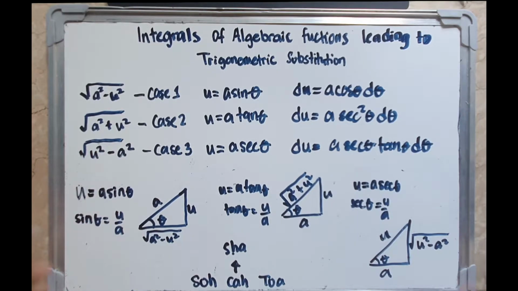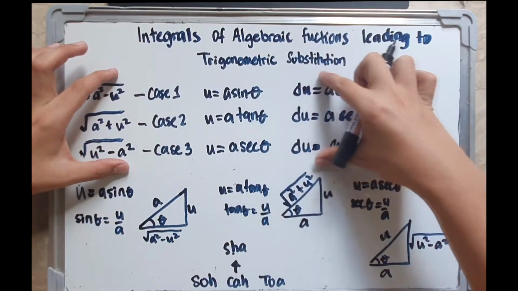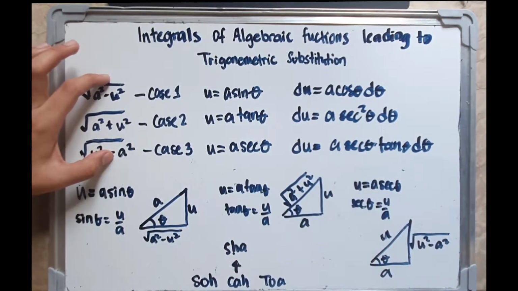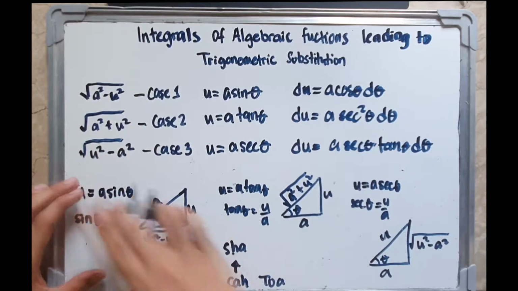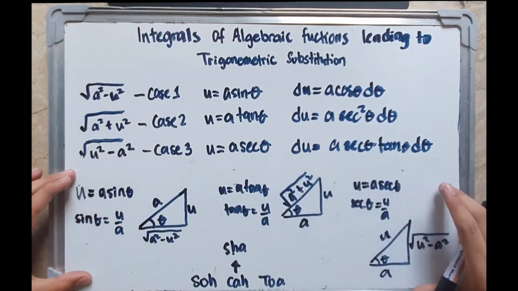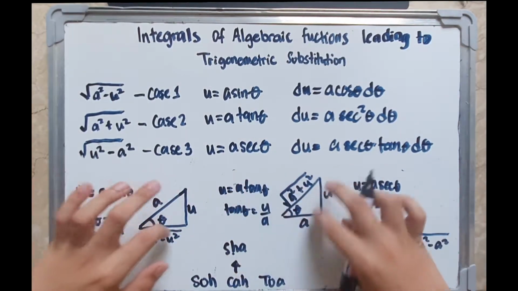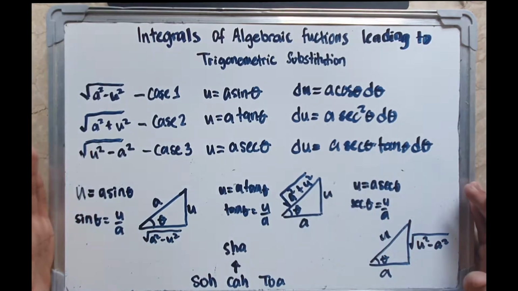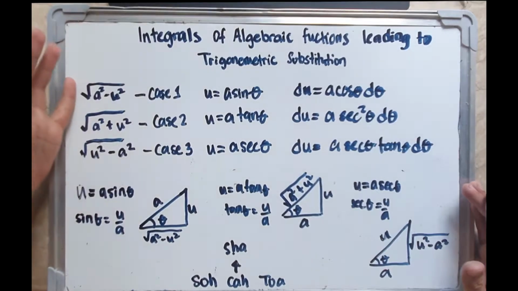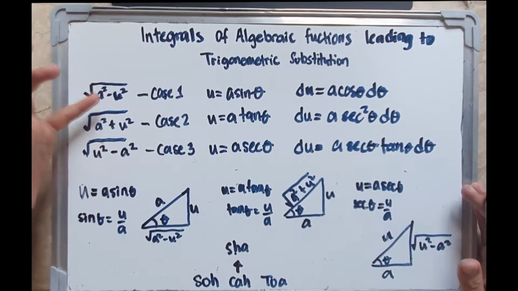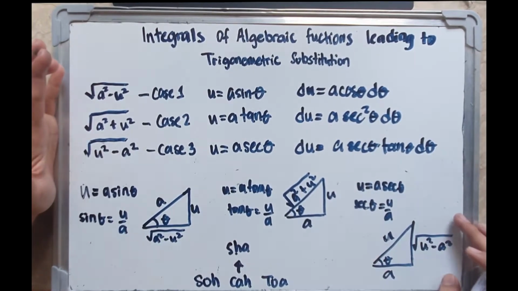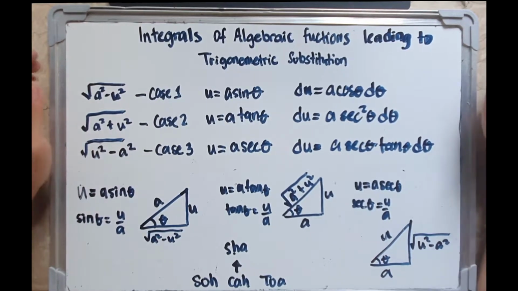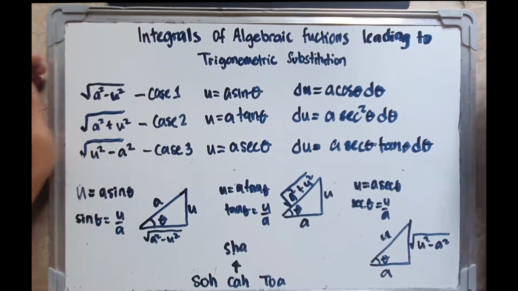Okay, so we're going to use this method to convert algebraic to trigonometric, and we're going to use this method to convert trigonometric back in terms of algebraic. Again, since our original function is in terms of algebraic, our final answer will be in terms of algebraic functions. Okay, let's start with the examples.